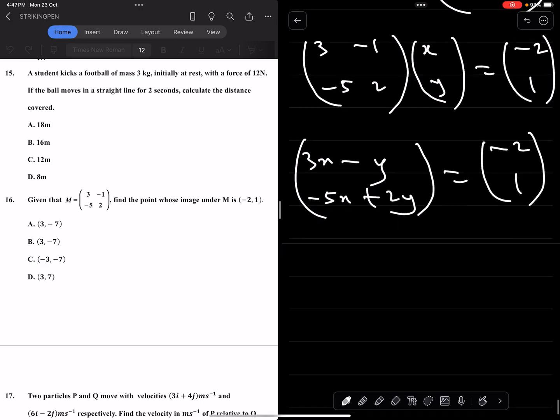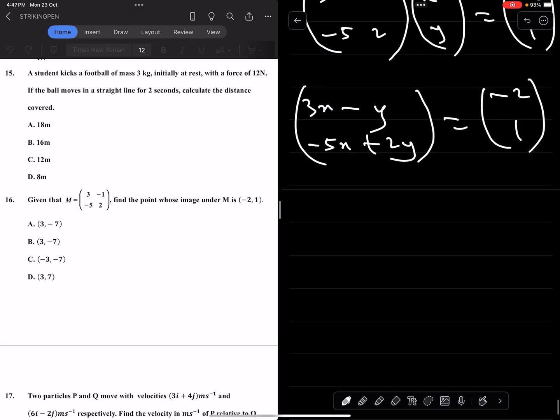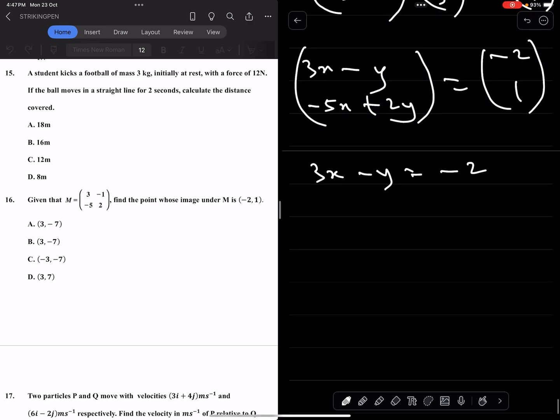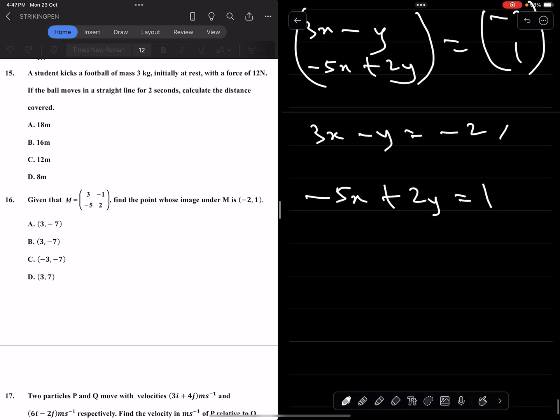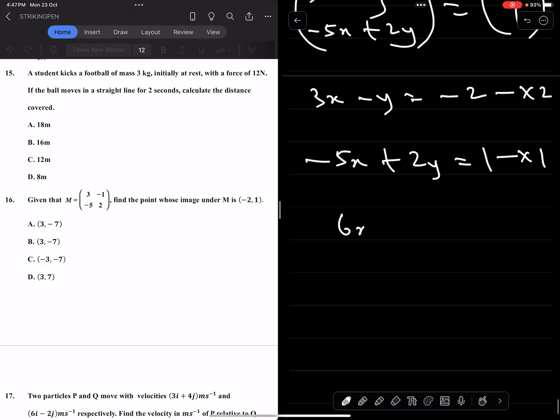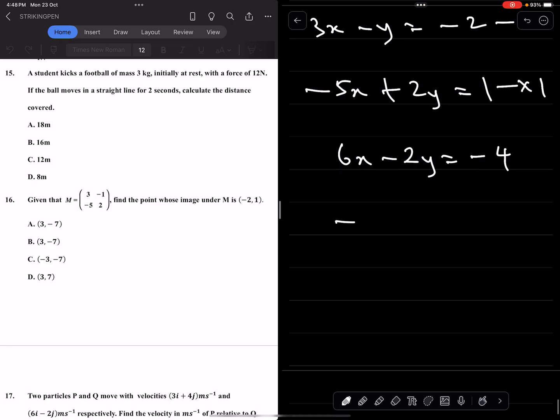Let me check again. That's correct. Minus 5x plus 2y. Now, this simply means 3x minus y equals minus 2. That's the first equation. And the second equation is minus 5x plus 2y equals 1. Now, what do we do? Let me eliminate y by multiplying the first equation by 2 and the second by 1. So when I do that, I'm going to have 6x minus 2y equals minus 4. And the second equation remains what it is, minus 5x plus 2y equals 1.